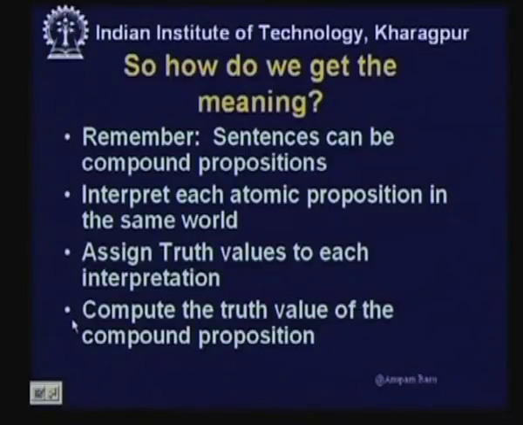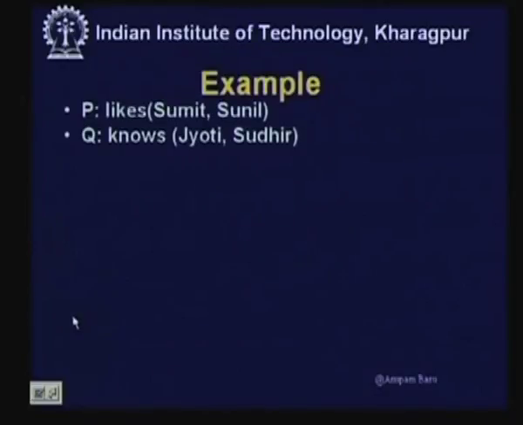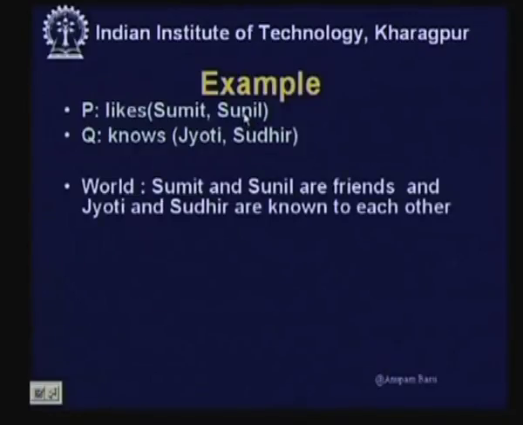All right. Now, an example. Say P is a proposition meaning likes Sumit Sunil. That means my interpretation is that Sumit likes Sunil, and Q is knows Jyoti Sudhir. That means Jyoti knows Sudhir. Sumit likes Sunil. Okay, suppose that is my syntactic aspect. Now, the world that we are talking of is that Sumit and Sunil are friends and Jyoti and Sudhir are known to each other.